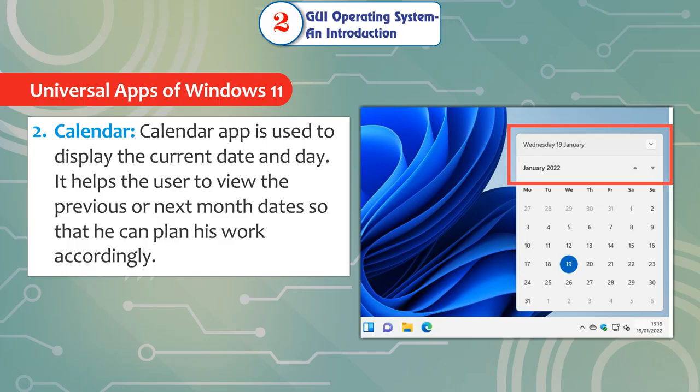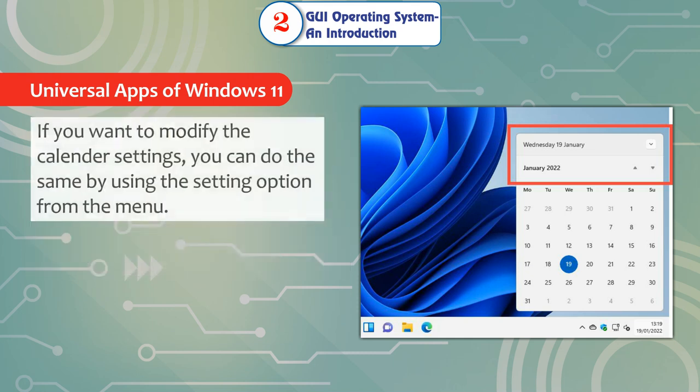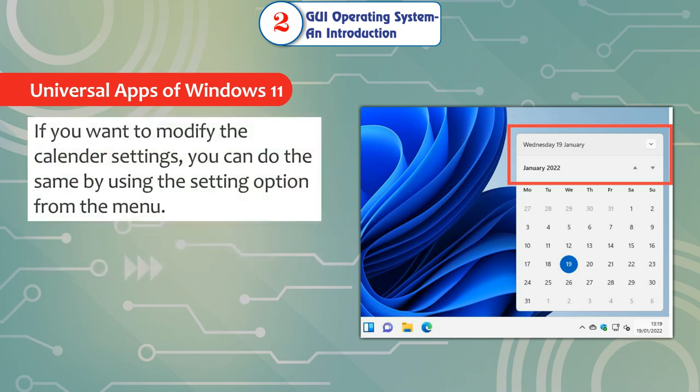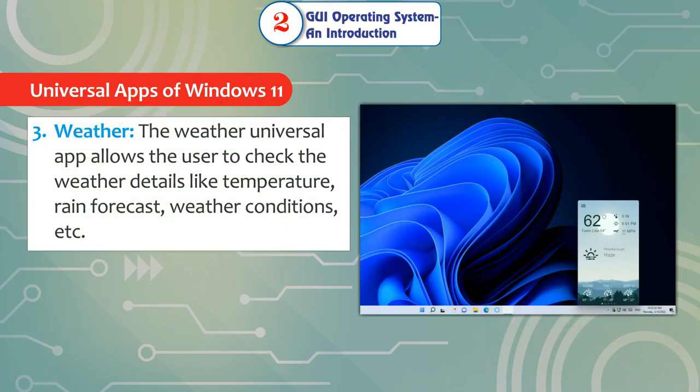2. Calendar. Calendar app is used to display the current date and day. It helps the user to view the previous or next month dates so that he can plan his work accordingly. If you want to modify the calendar settings, you can do the same by using the settings option from the menu.